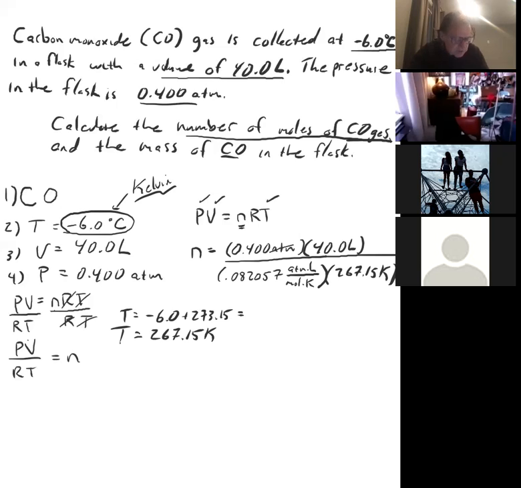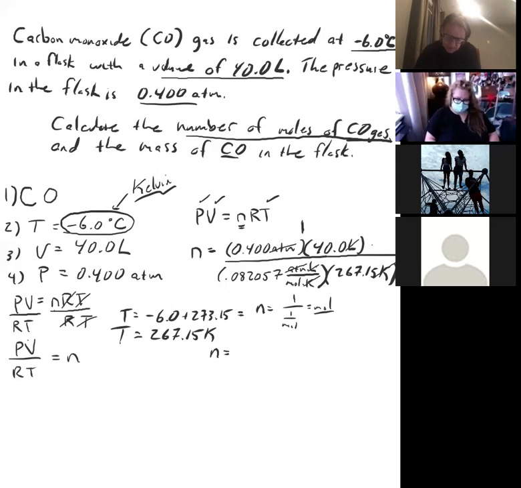Atmospheres over atmospheres, liters over liters, Kelvin over Kelvin. And now you have 1 divided by 1 over moles, right? You have 1 up here in terms of the units, and then over here it's 1 over moles. So that just gives you moles. Okay. So N, pretty straightforward. Let's see what that works out to.